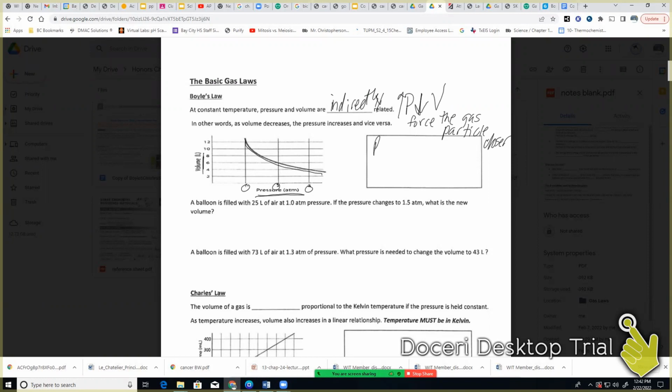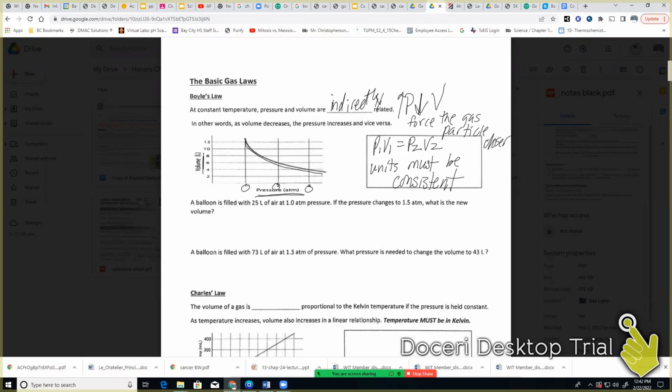So my formula for this is P1 V1 is equal to P2 V2. The units must be consistent. So for instance, that means if one pressure is in atmospheres, then your other pressure has to be in atmospheres. Or if one volume is in milliliters, your other volume has to be in milliliters. So it doesn't have to be in a certain unit in this formula, but they just do have to be consistent. So they would be able to cancel out on each side.